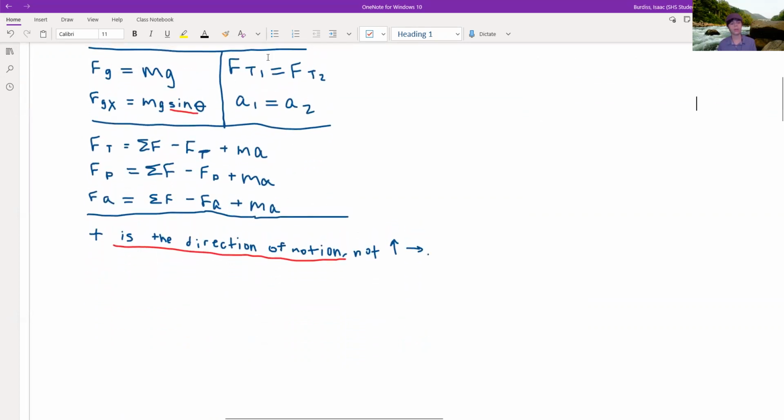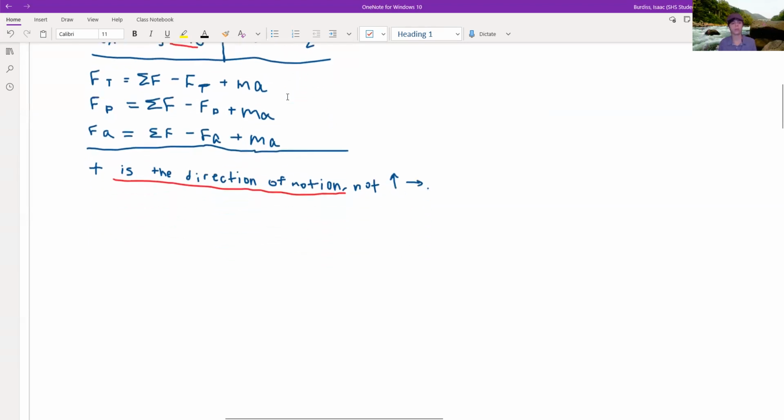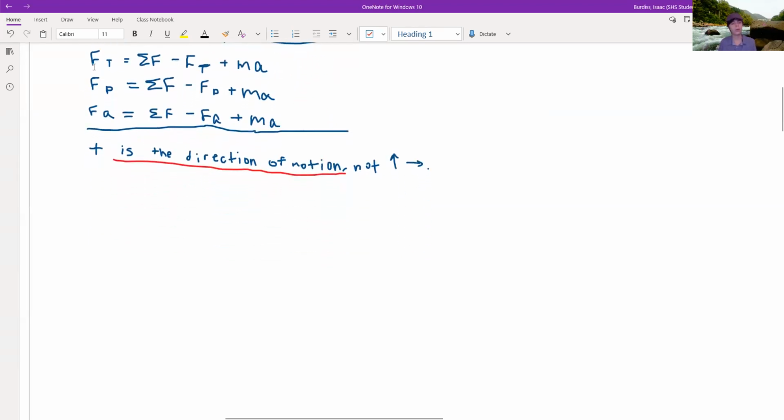And the tension forces, you should set them equal to each other when you're solving, and also the acceleration. This is just an example. If you're trying to find a tension force by itself, you'd have to do the sum of the forces minus the tension force plus ma, and that's the same for any of them.